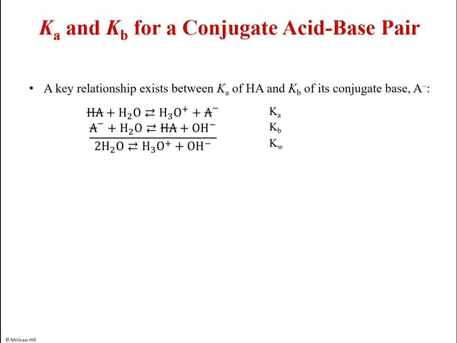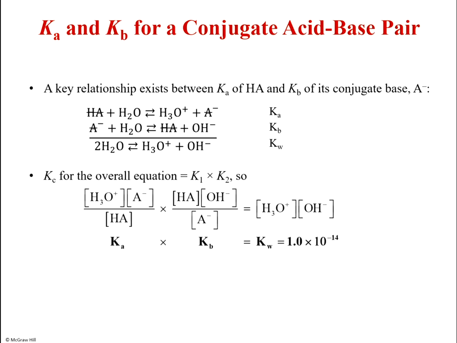And this reaction has an equilibrium constant that we know is Kw. And we learned last chapter that if we add two reactions, then the net reaction is the product of the equilibrium constants. So the overall equation has an equilibrium constant equal to K1 times K2, or Ka times Kb. And we know the result is Kw. Therefore, Ka times Kb equals Kw, or 1 times 10 to the minus 14. That is a very important relationship to remember. So not only does hydrogen ion concentration times hydroxide ion concentration equal Kw, Ka times Kb also equals Kw.